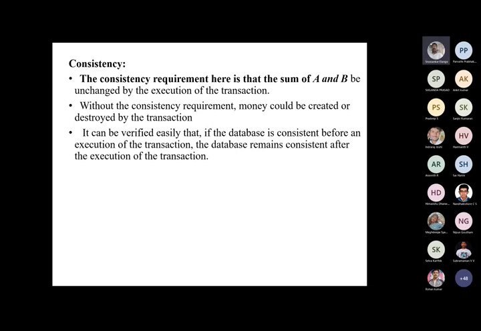So next thing is about the consistency property. The consistency requirement here is that the sum of accounts A and B must be unchanged by the execution of the transaction. As I said in the beginning, the sum of accounts A and B before and after the transaction should be the same. Money should not be created or destroyed during the process of the transaction. Without the consistency requirement, money could be created or destroyed during the process of the transaction.